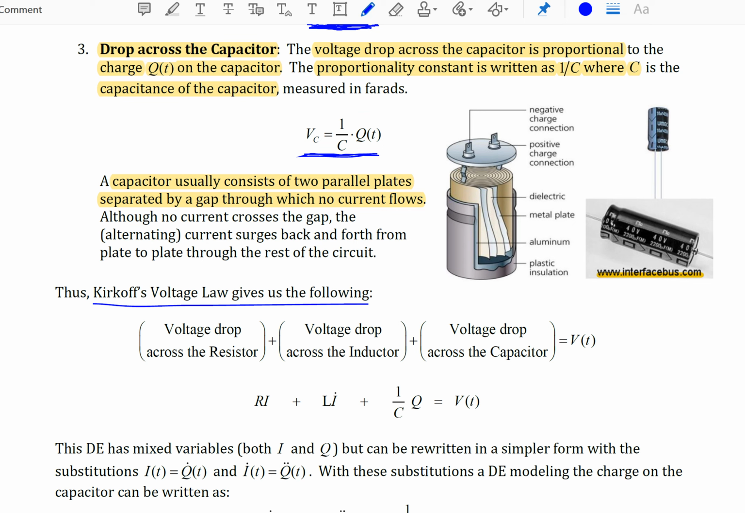So you have your voltage drop across your resistor, which was proportional to your current. Your voltage drop across your inductor, which is proportional to the rate of change of your current. And there's the voltage drop across your capacitor, which is 1 over C times the charge on your capacitor. And this has to equal the input voltage that's supplied by your power source.